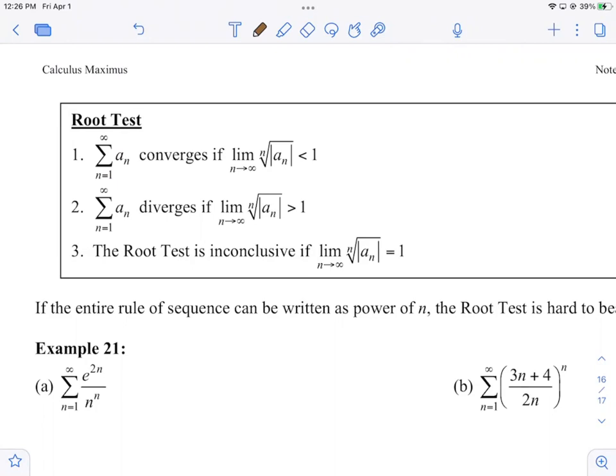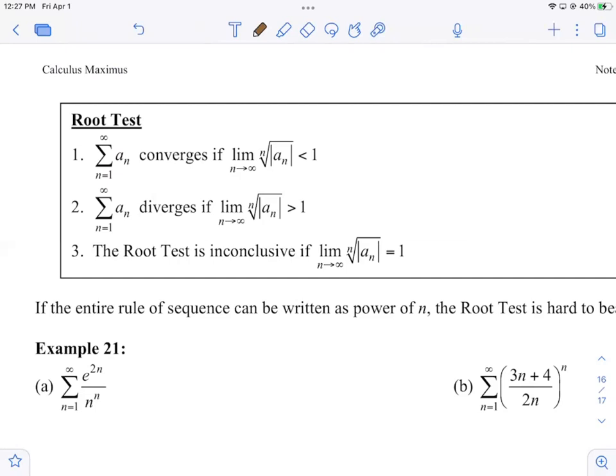The series will converge if the limit as n goes to infinity of the nth root of the rule of sequence, the magnitude of it. So if it's an alternating series, throw the alternator out. The absolute value. If you take the nth root of the rule of sequence as n goes to infinity and it's less than 1, the series converges. Otherwise, the series diverges if the nth root of the rule of sequence is bigger than 1. And like the ratio test, if it equals 1, it's inconclusive.